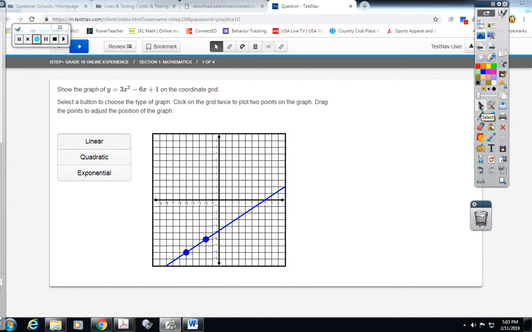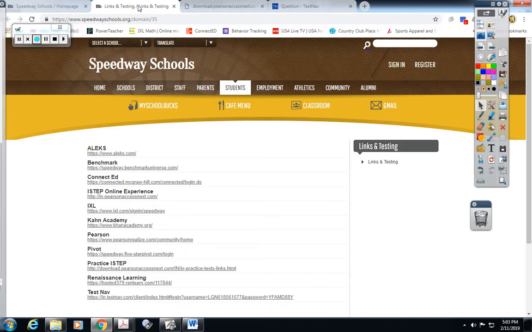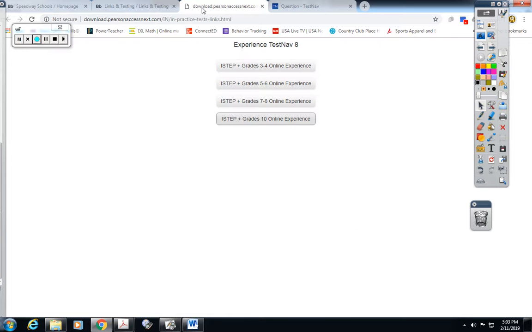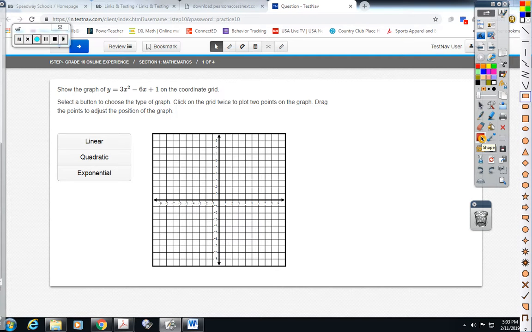Now again, if you don't remember how to get to this, you're going to go to the school's website under Students, Links, and Testing, which would take you to this page. You click on the Practice ISTEP link, which will take you to this page, and then you click on the ISTEP Grade 10 and hit Start, which will take you into the actual ISTEP10 experience. Now, once again, when we do this, we are not doing the problem that it shows. We don't care about that.